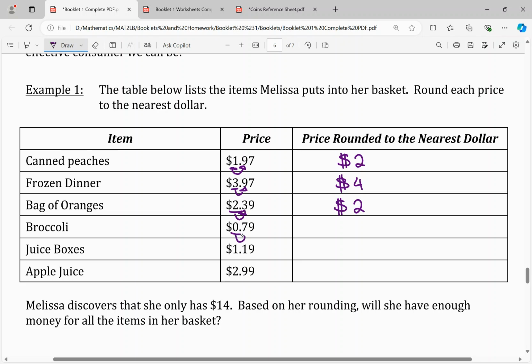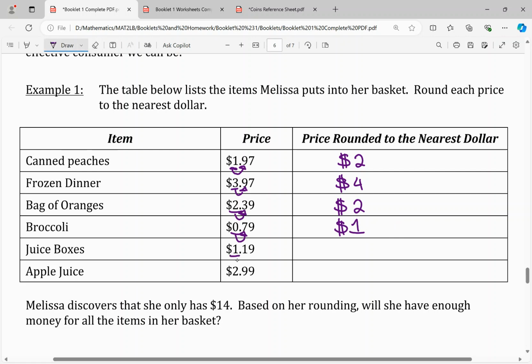Broccoli costs $0.79. We're rounding the 0, which is allowed. We still look at the number after, which is 7, and that tells the 0 to round up. So the 0 goes up to 1. Everything after becomes 0, but we're going to leave that out.